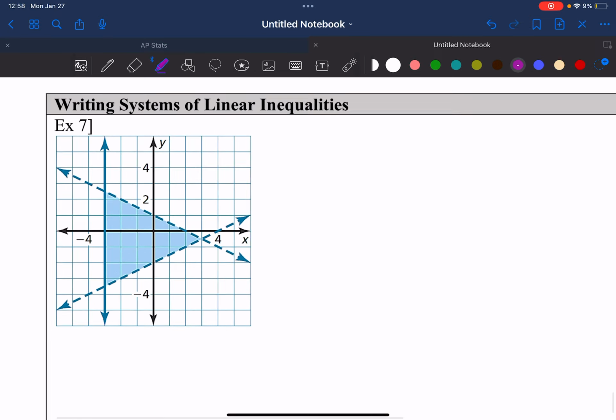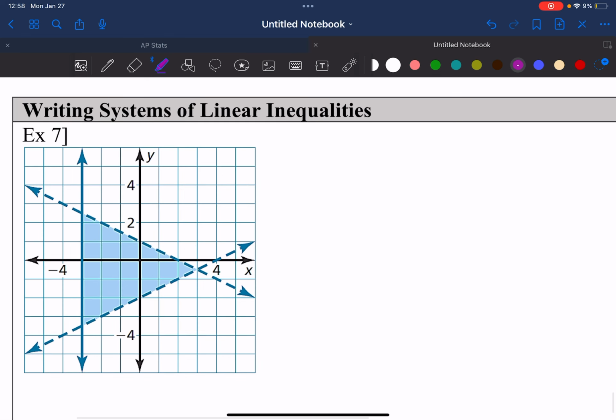Now, on the last part of these notes, we are going to take a graph that's already graphed, and we're going to write the equations for each of these inequalities. And before I do that, I want to label each one so I know which one I'm talking about. So I'm going to label this 1, 2, and 3, and I'm going to start right here at number 1.